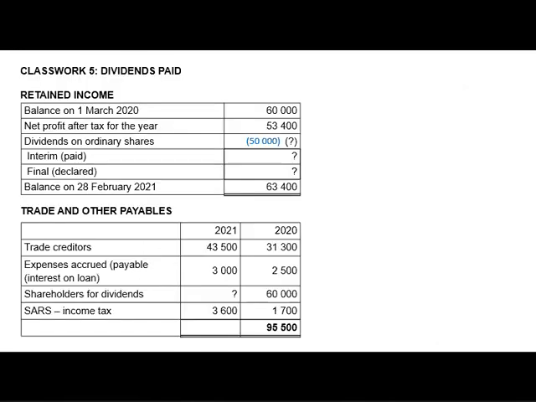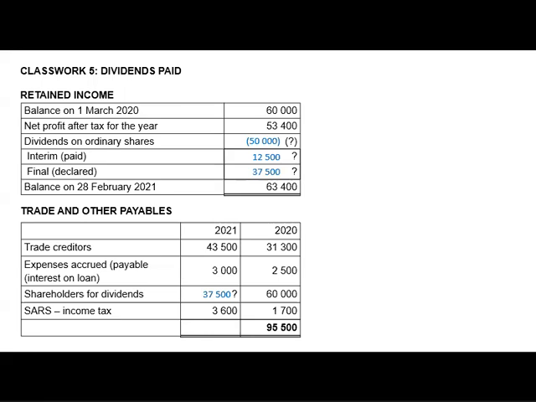And once I have your interim dividends, I do have my dividends on ordinary shares. Remember, dividends on ordinary shares represents your total dividends for the current year, which is made up of interim dividends for the current year plus final dividends for the current year. And when I calculate my final dividends for the current year, it gave me 37,500, which will be my shareholders for dividends, which is the final dividends for the current year.